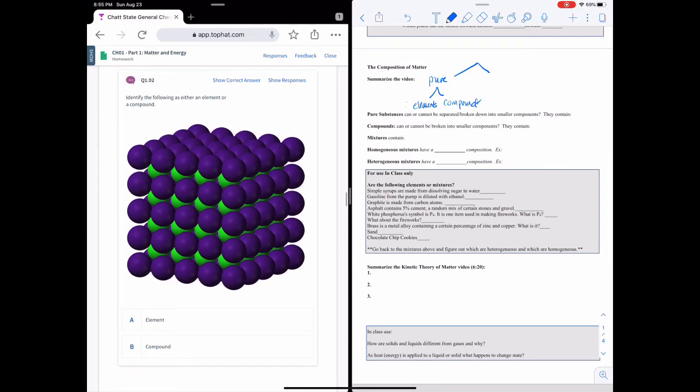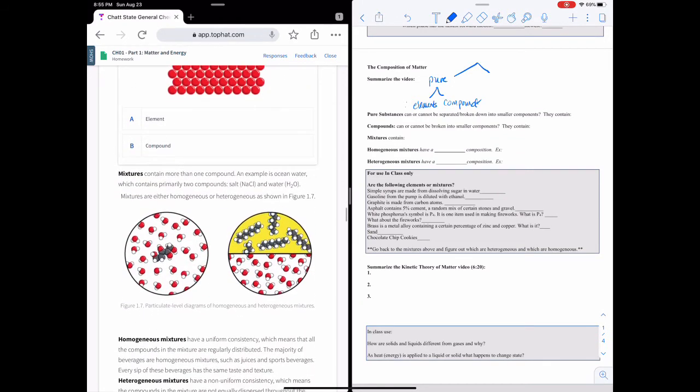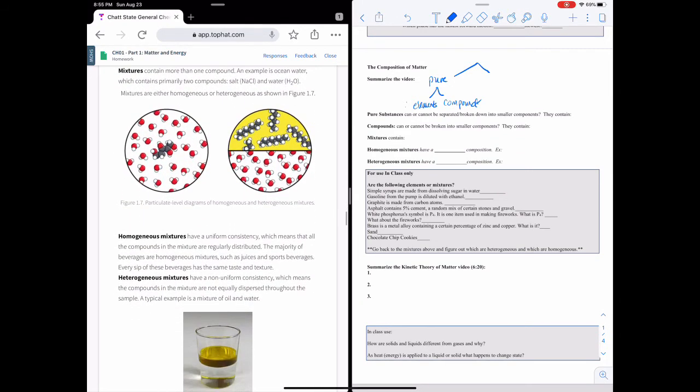And compounds, mixtures is what's after this. Make sure you answer those two questions. Then mixtures, what do they contain? One or more compounds.